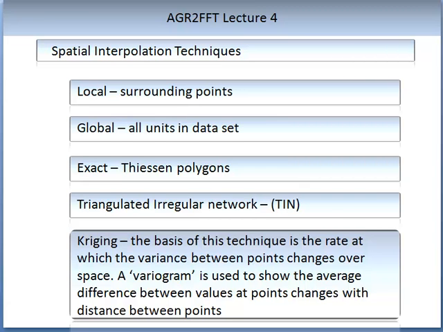And finally, the last one I'd like to introduce to you is called kriging. This is perhaps the most commonly used form of interpolation with respect to agriculture and yield maps. The basis of this technique is the rate at which the variance between points changes over space. There's a variogram, which is a type of maths, used to show the average distance between the values at points that change with the distance between the points.